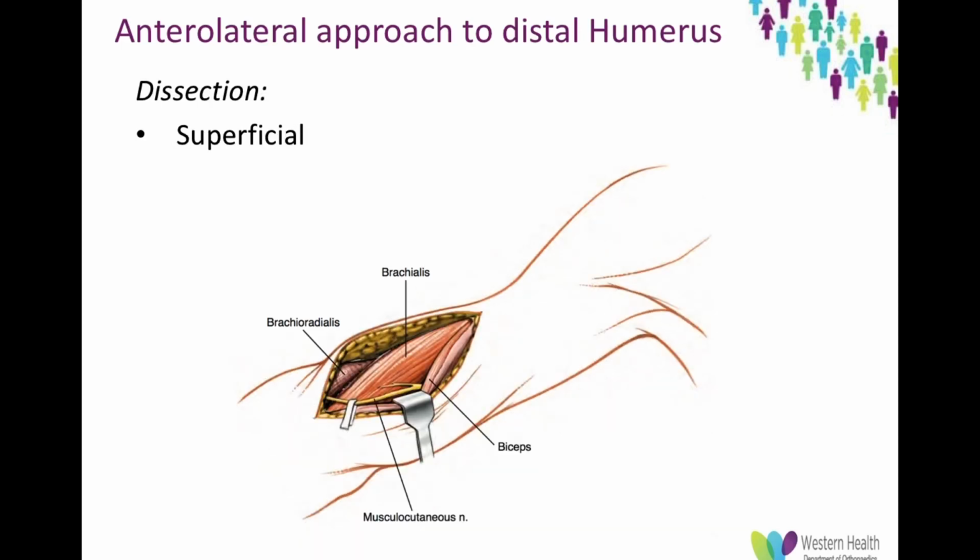So the dissection for the anterolateral approach to the distal humerus involves incising the deep fascia longitudinally and identifying the lateral border of biceps, as I mentioned. Then retracting the biceps medially and identifying the interval between brachioradialis and brachialis and dividing the fascia that's overlying these. And that's where you develop your intermuscular plane.